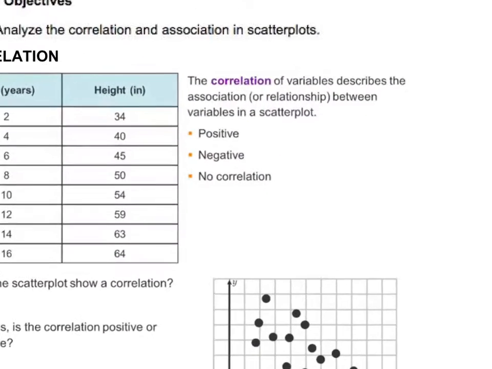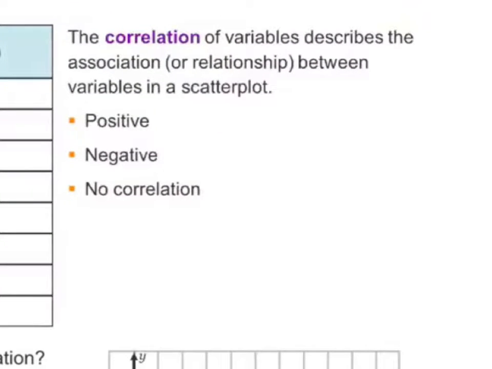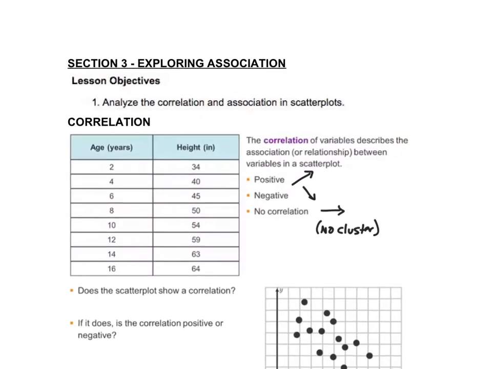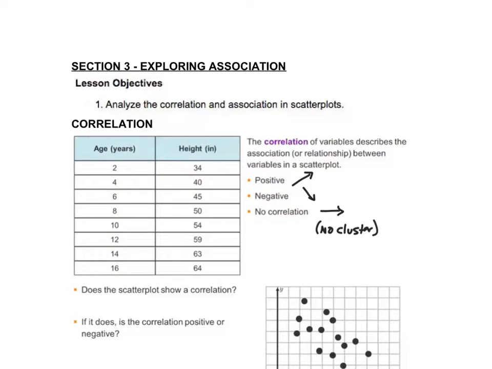So we have three different types of correlation. Positive correlation goes up to the right. We have negative correlation, which goes down to the right, and then no correlation, which would either go like that, or if there is no cluster, that would also be the case. Okay, so let's take a look over here.